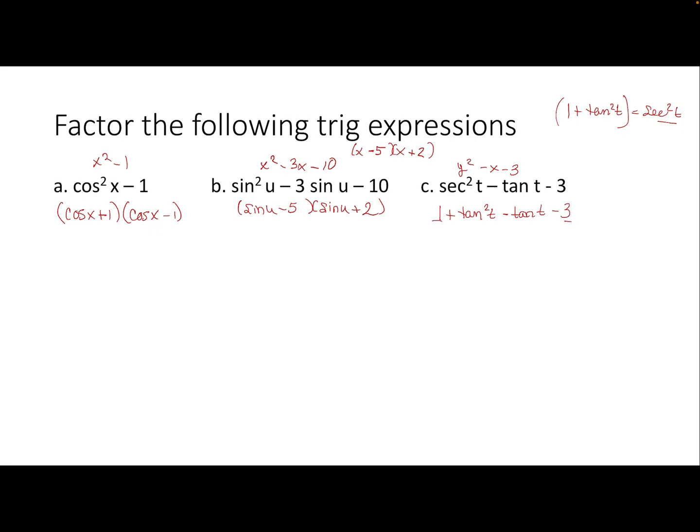So let's combine our like terms. Tangent squared of t minus the tangent of t minus 2 can now be factored into tangent of t and a tangent of t and a negative 2 and a positive 1. So don't let the fact that they're trig expressions change anything. You still know how to factor algebraic expressions, so we know how to factor trig expressions.